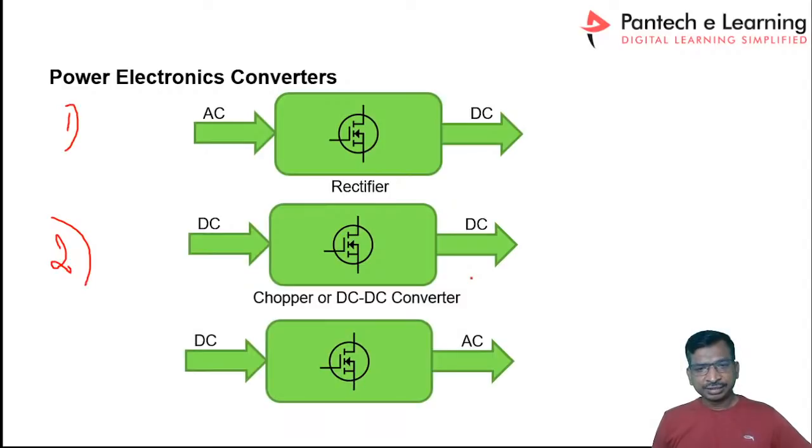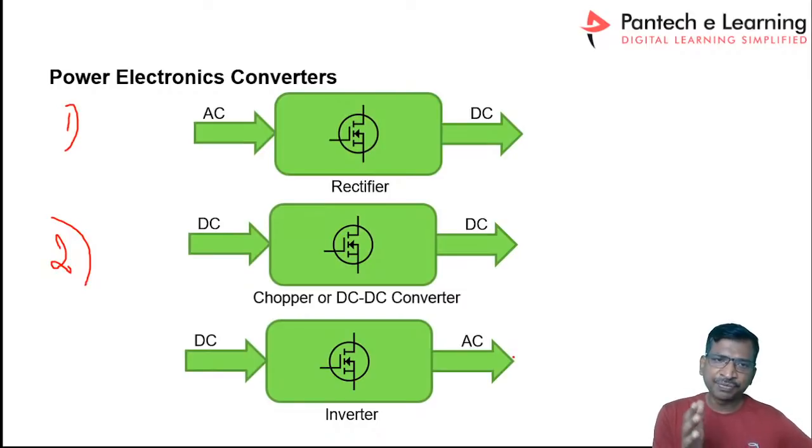And see here, another one is called the inverter. This one will be DC to AC, and one more type of converter is also there, called AC to AC. Generally we are not using that concept in EV applications. That's why I have not included it in this session.